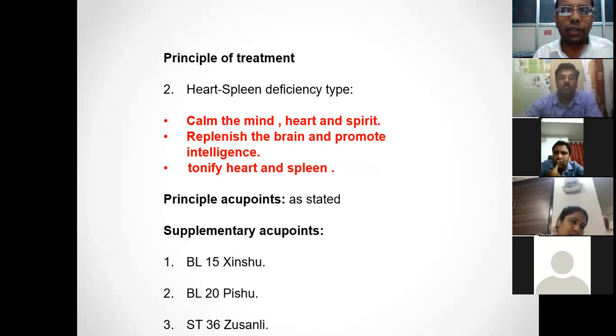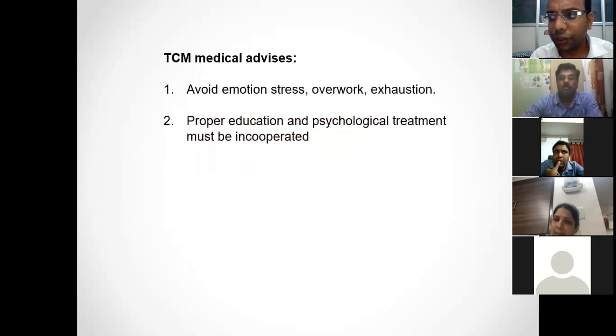So the principal treatment of heart and spleen deficiency is to calm the mind, heart and spirit, replenish the brain and promote the intelligence, and tonify the heart and spleen. Other points you will use: BL15, BL20 and stomach 36. Whenever you see the symptoms of heart and spleen deficiency which we have spoken about, it is very simple: calm the mind, heart and spirit. So in hyperactivity, your first target is to calm the mind. These are the points which you should use: BL15, BL20 and stomach 36.